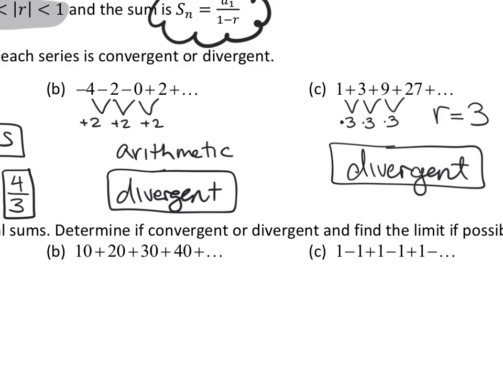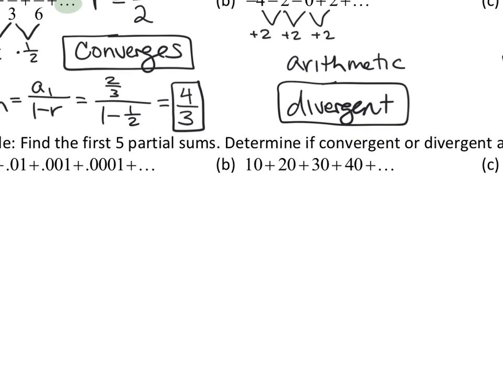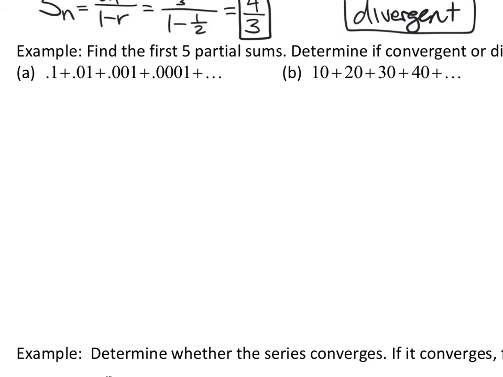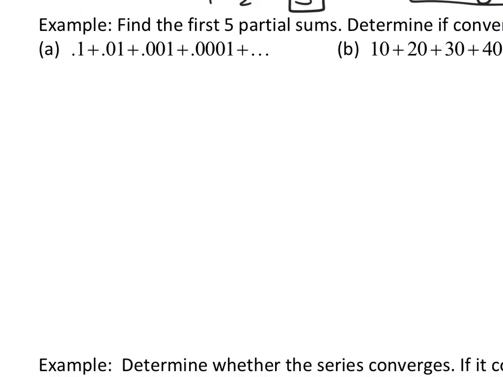So in these next examples, we're going to kind of put a few things together. We're going to find the first 5 partial sums, and then we're going to find the common ratio or difference to decide if it's convergent or divergent. So first 5 partial sums. Remember, the partial sums means we're adding the numbers up for the first 5 numbers.